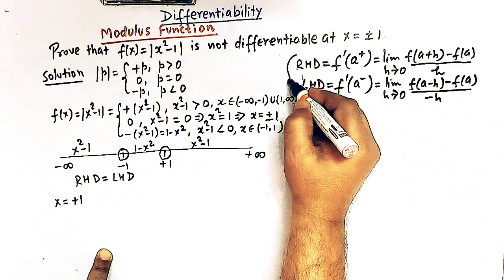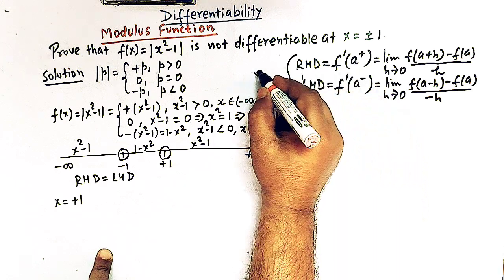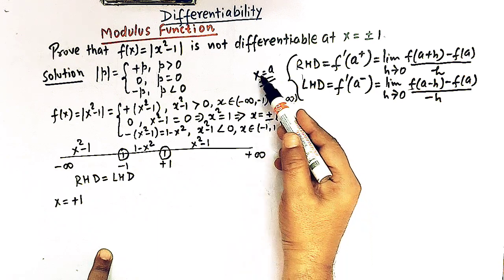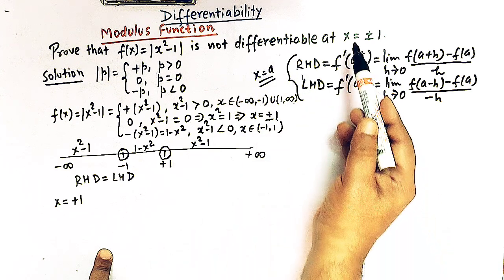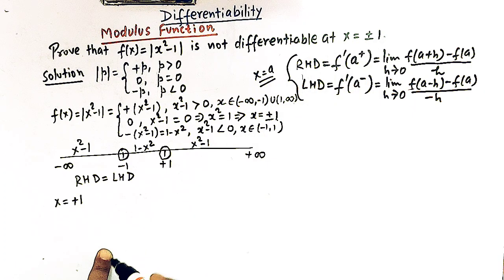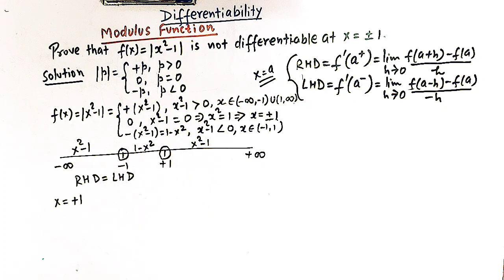So this is the definition of right hand derivative and the left hand derivative at some point, say x is equal to a, and remember the point should belong to the domain of the function, right? And here both the points x is equal to 1 and minus 1, they belong to the domain of this function f of x. So now consider this point x is equal to plus 1.